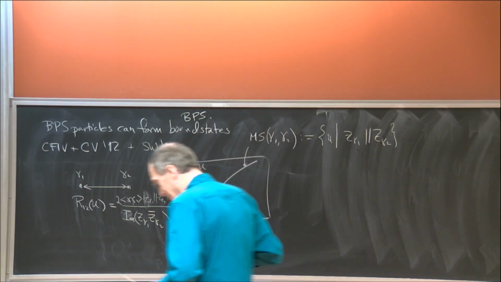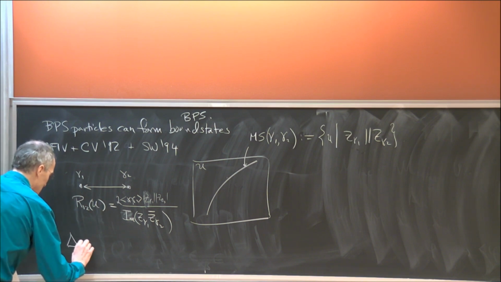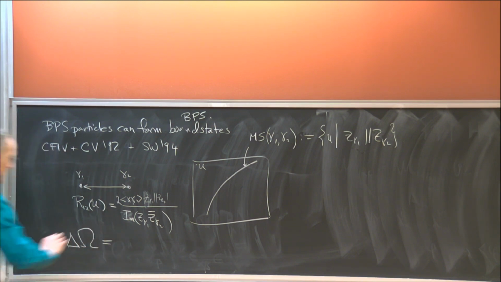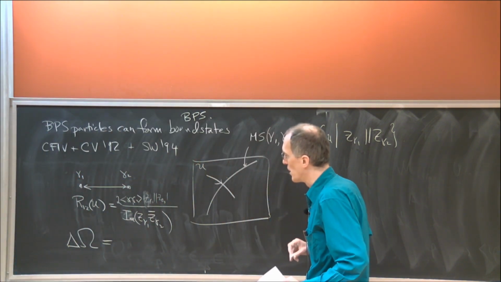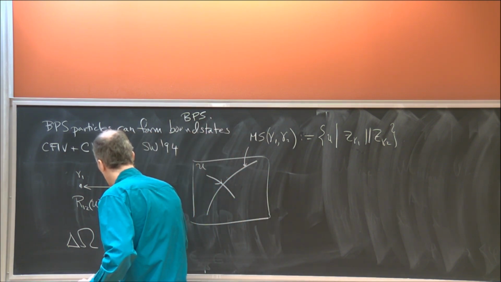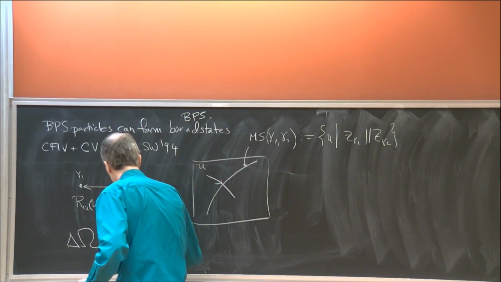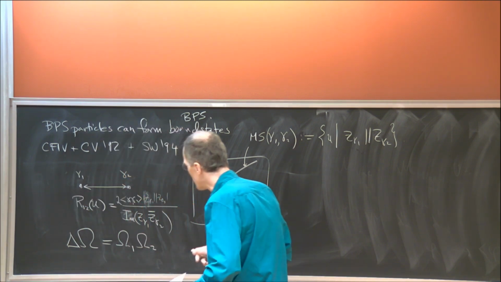After all that, you're not going to believe what I say next. But using this picture, you can say how this index actually jumps. These are the bound states that you lose as you cross this wall. So what's the change in the index? Well, it's going to be the index for the degrees of freedom of this particle times the index for the degrees of freedom of this particle.